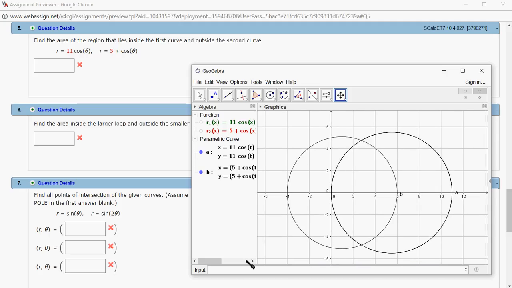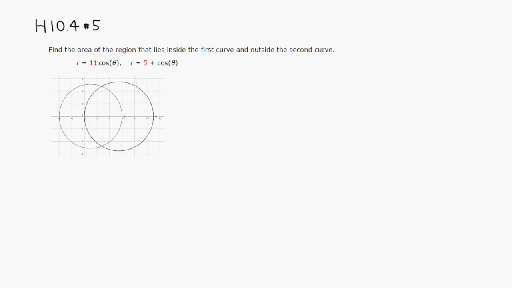So I'm going to just grab this picture and then shade the region that we're looking for. Let's do that. It's going to be inside the first curve and outside the second curve. So we're talking about our region right here. I'm going to just shade this region. So this is what we're looking for.